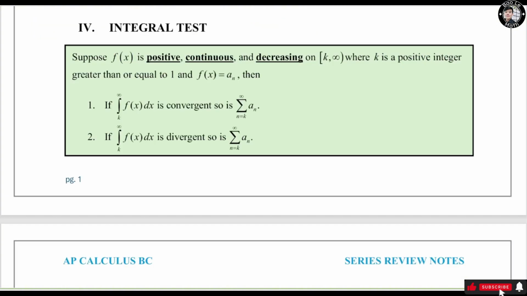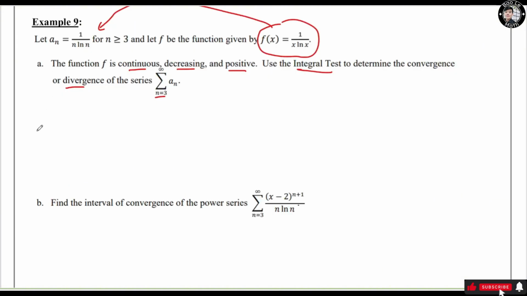So we're going to review the integral test. It's going to be right here. Suppose f(s) is positive, continuous, and decreasing on this interval. If this improper integral converges, so does the series. If this improper integral diverges, so does the series, right? Now k in this situation is 3, right? So we have the integral from 3 to infinity of a sub n. It's going to be this guy right here, right? 1 over s ln s, right?